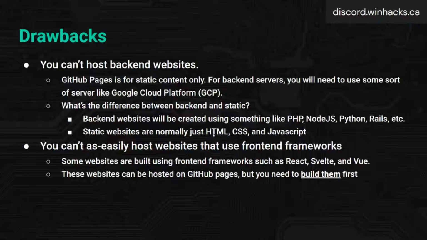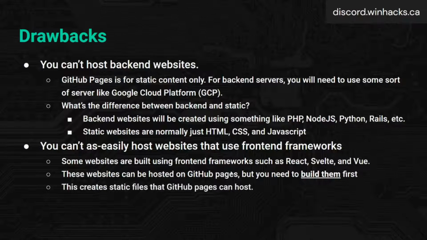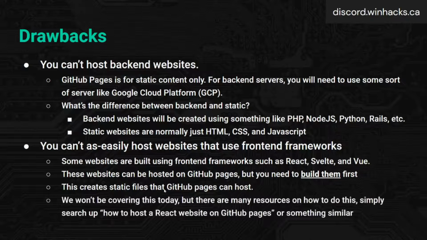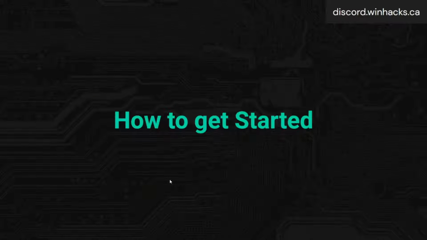Other than that, GitHub Pages can't run things dynamically. It's not like a server. It's just for static content. So when you build a GitHub page, it creates all the static files. We won't be covering that today, but there are many resources on how to use React or Vue or Svelte or Angular on GitHub Pages. But yeah.